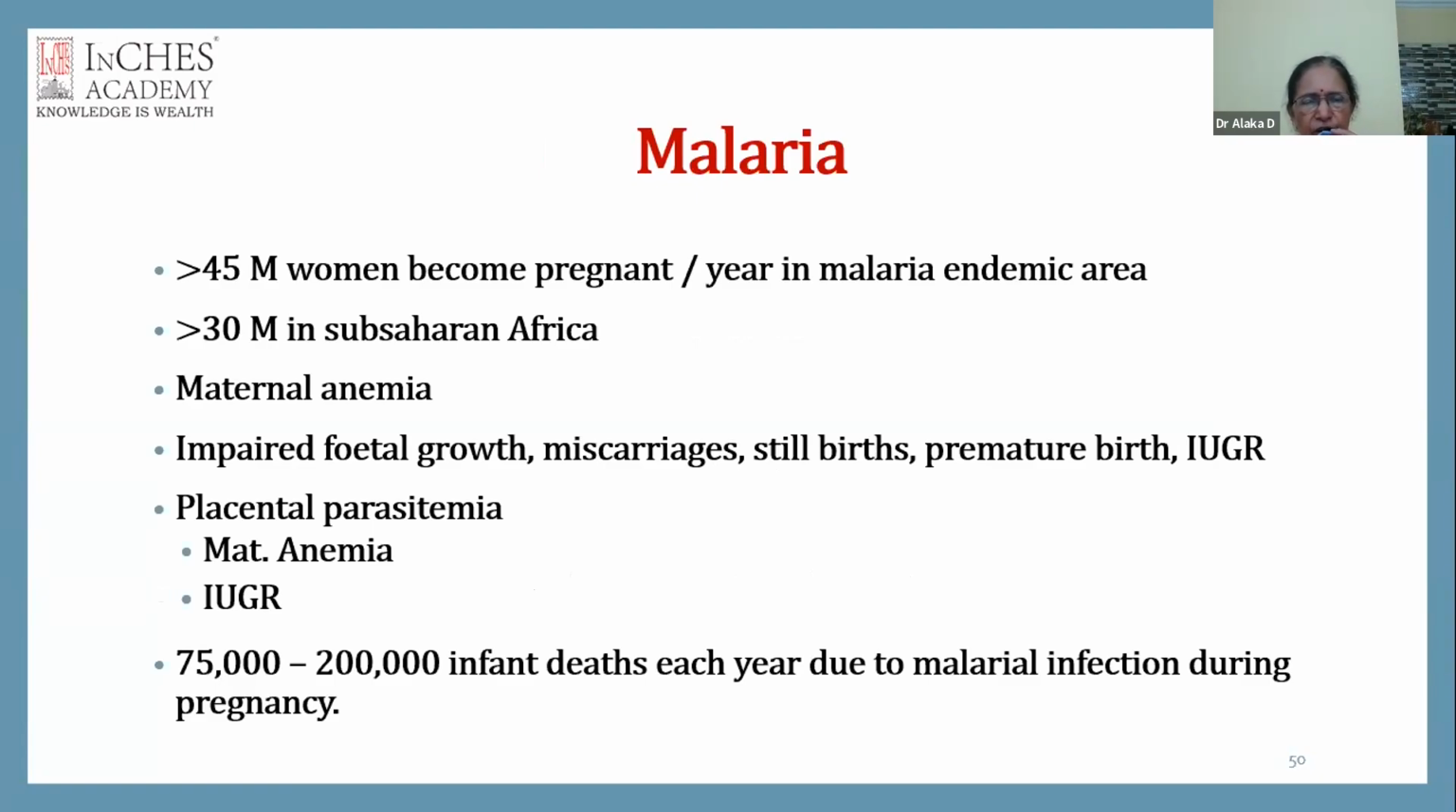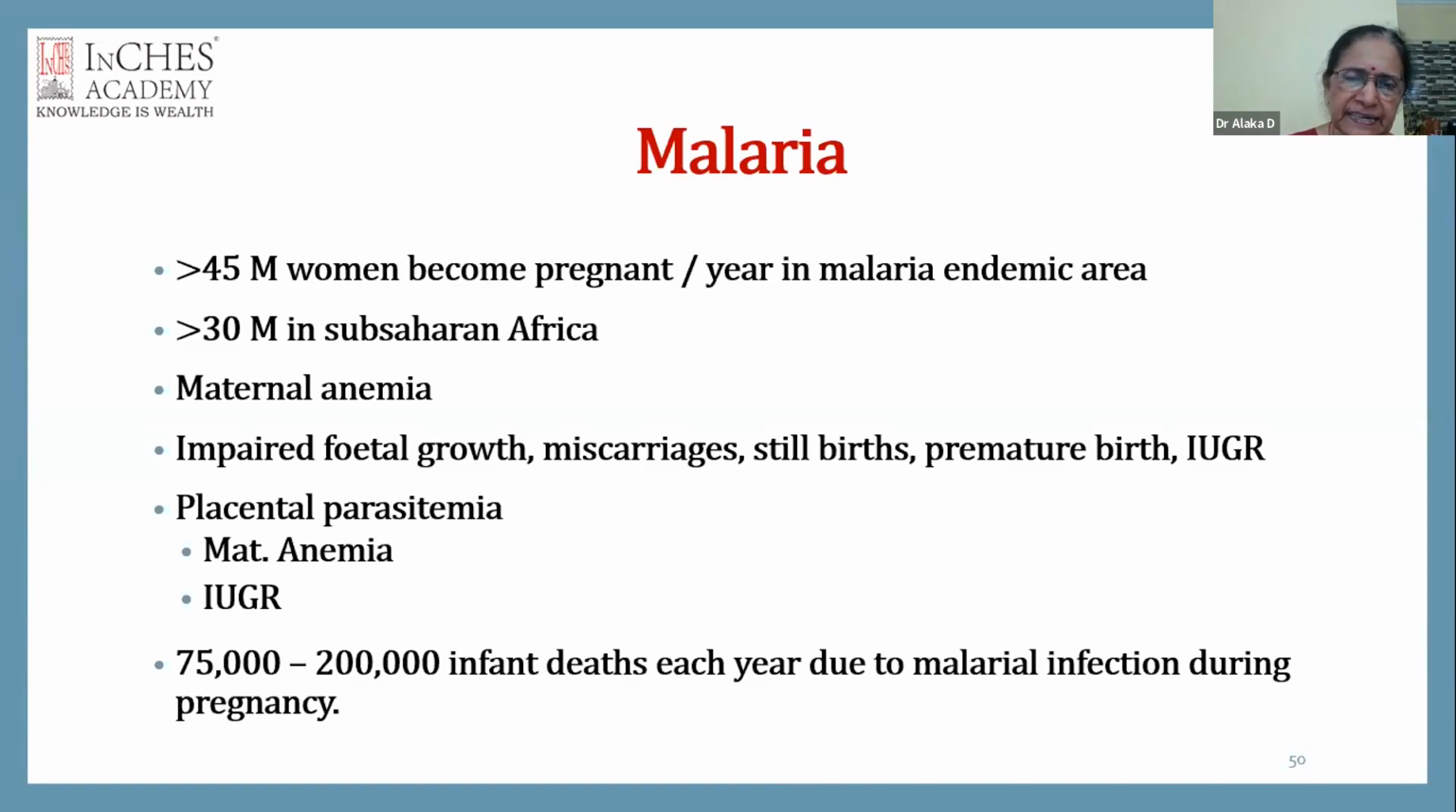Malaria, there are a large number of malaria cases from sub-Saharan Africa and all over the world. It causes maternal anemia, impaired fetal growth, miscarriages, stillbirths, premature birth, plus there is placental parasitemia, and therefore there is IUGR. 75,000 to 2 lakh infant deaths each year due to malarial infection during pregnancy are reported. So malaria is not so simple.